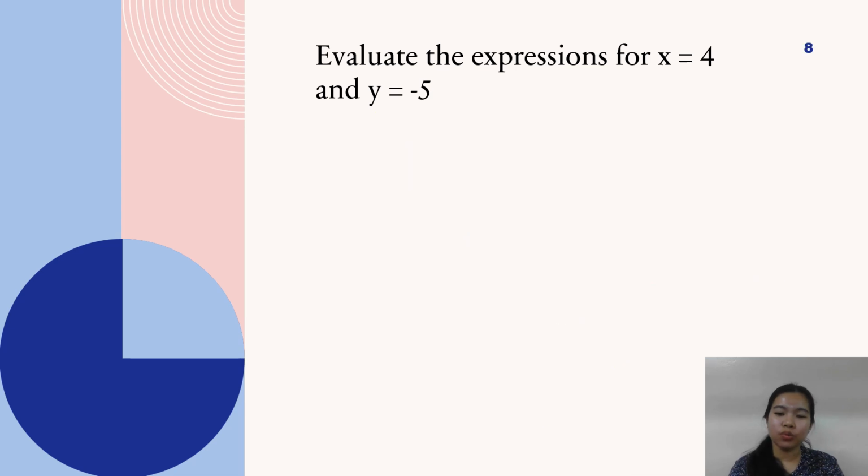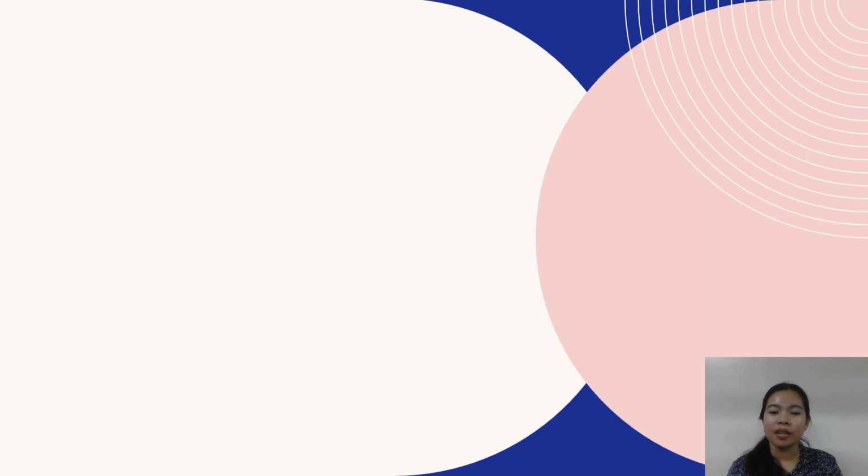Now we'll try the third one, which is x plus 3y over 4x minus y. I'd like you to comment down below your answers.